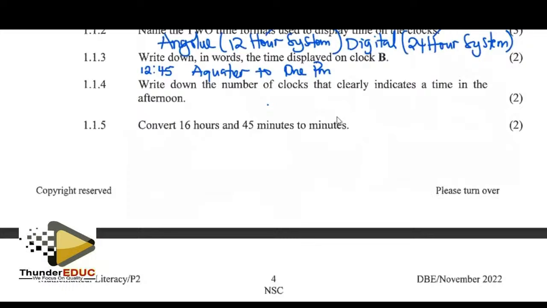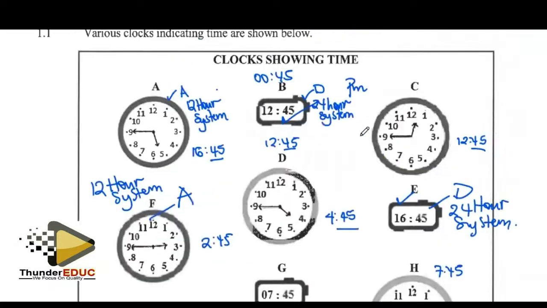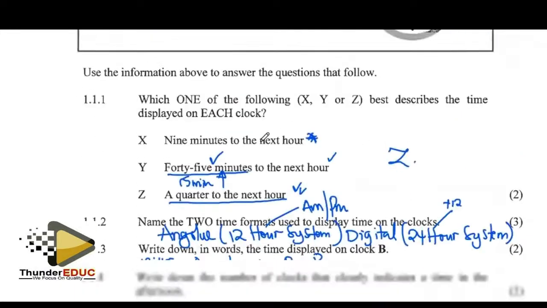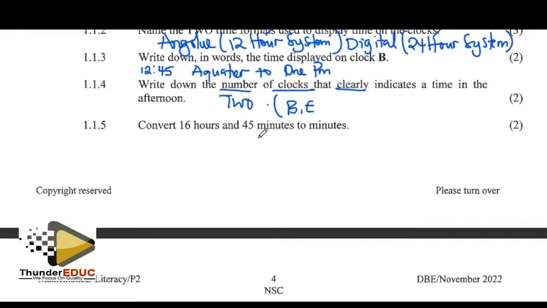Write down the number of clocks that clearly indicate a time in the afternoon. Take note of this, clearly. So we don't want to guess. If you use analog, you'll be guessing. So how many are they? There are only 2. In brackets, we said B and E. All right, please, you may pause and refer to the annexure. All right, let's continue and we see what's happening.